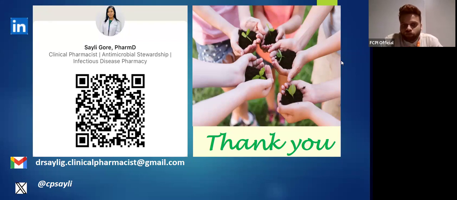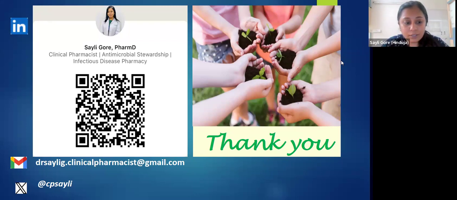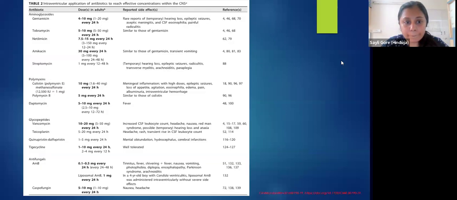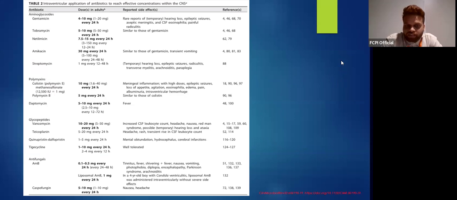Can I go into a few queries which I noticed? Yes, sure. First, coming to the administration part, ma'am, you mentioned that antimicrobials need to be administered over 10 to 20 minutes. Other than intermittent dosing, is there any prolonged concept in intraventricular or intrathecal administration, ma'am?